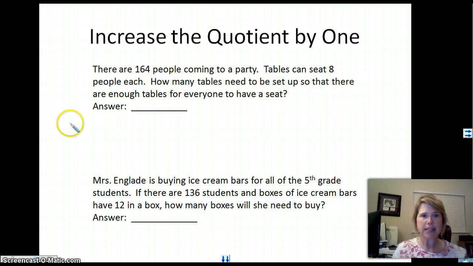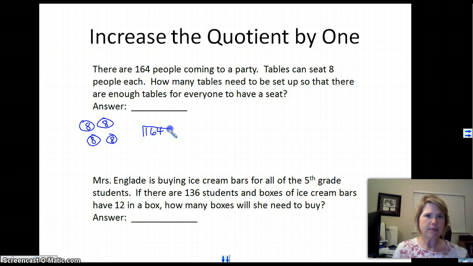Now, if you think about this and you think about that there's 8 people that can sit at a table, right? So there's 8 that can sit here, 8 that can sit here, and so on. Now, I want you to think about this logically. If I have a number of people coming to the party, and I have a remainder left over, what does that remainder tell you? Let's go ahead and do this division. 164 divided by 8. So let's see, I can make 20. That means I can set up 20 tables. That's going to be 160 people. But I have a remainder of 4 left over, right?